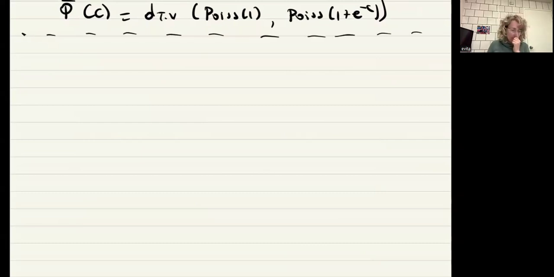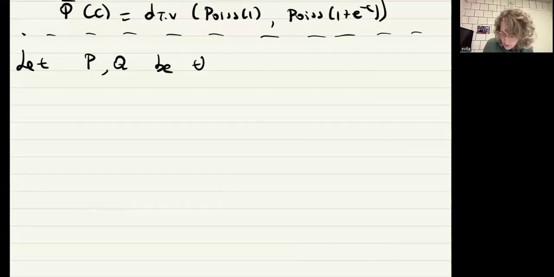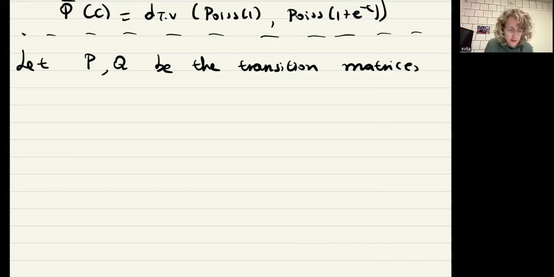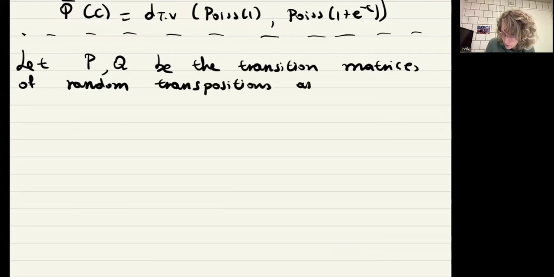Okay, so the way that we will go about it is that we will have 2 transition matrices, P and Q. P for the random transpositions, Q for the star transpositions. But perhaps let's define it, just with the transition matrices of random transpositions and star transpositions.